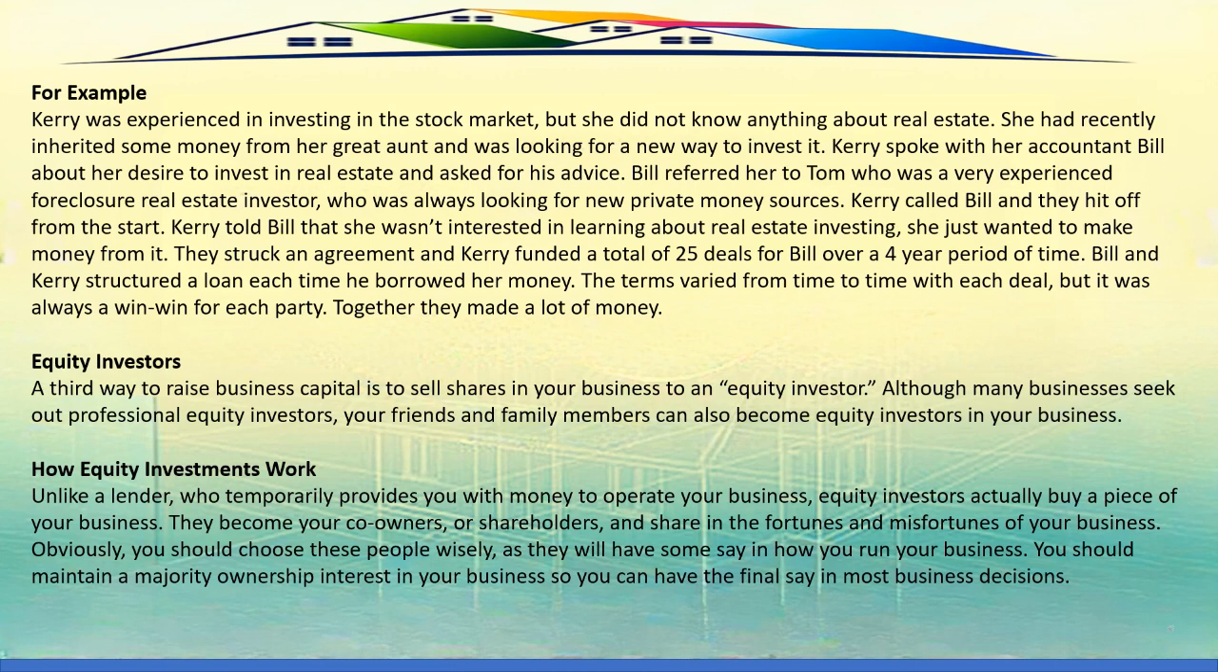Carrie called Tom and they hit it off from the start. Carrie told Tom that she wasn't interested in learning about real estate investing, she just wanted to make money from it. They struck an agreement and Carrie funded a total of 25 deals for Tom over a 4-year period of time. Tom and Carrie structured a loan each time he borrowed her money. The terms varied from time to time with each deal, but it was always a win-win for each party. Together they made a lot of money.